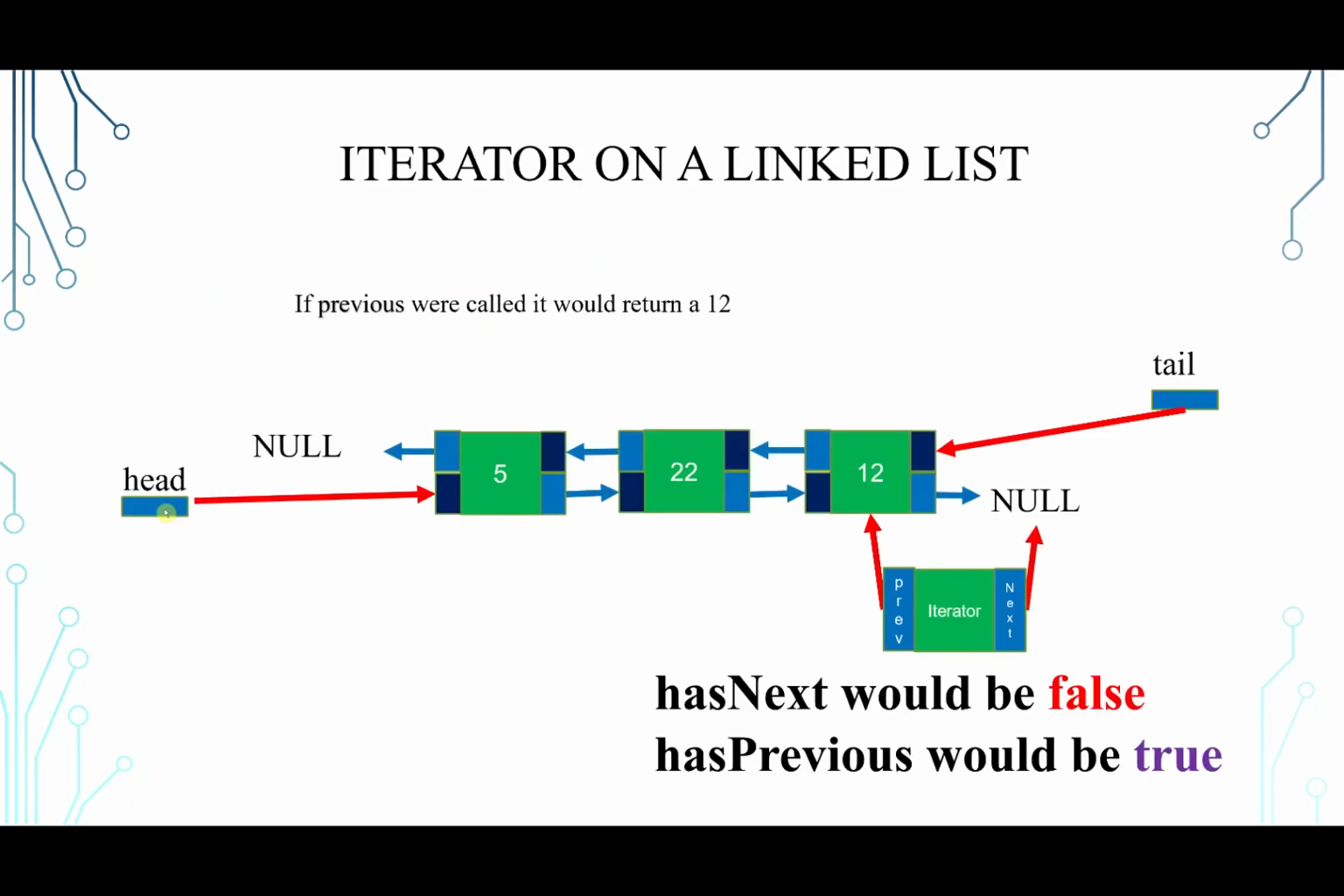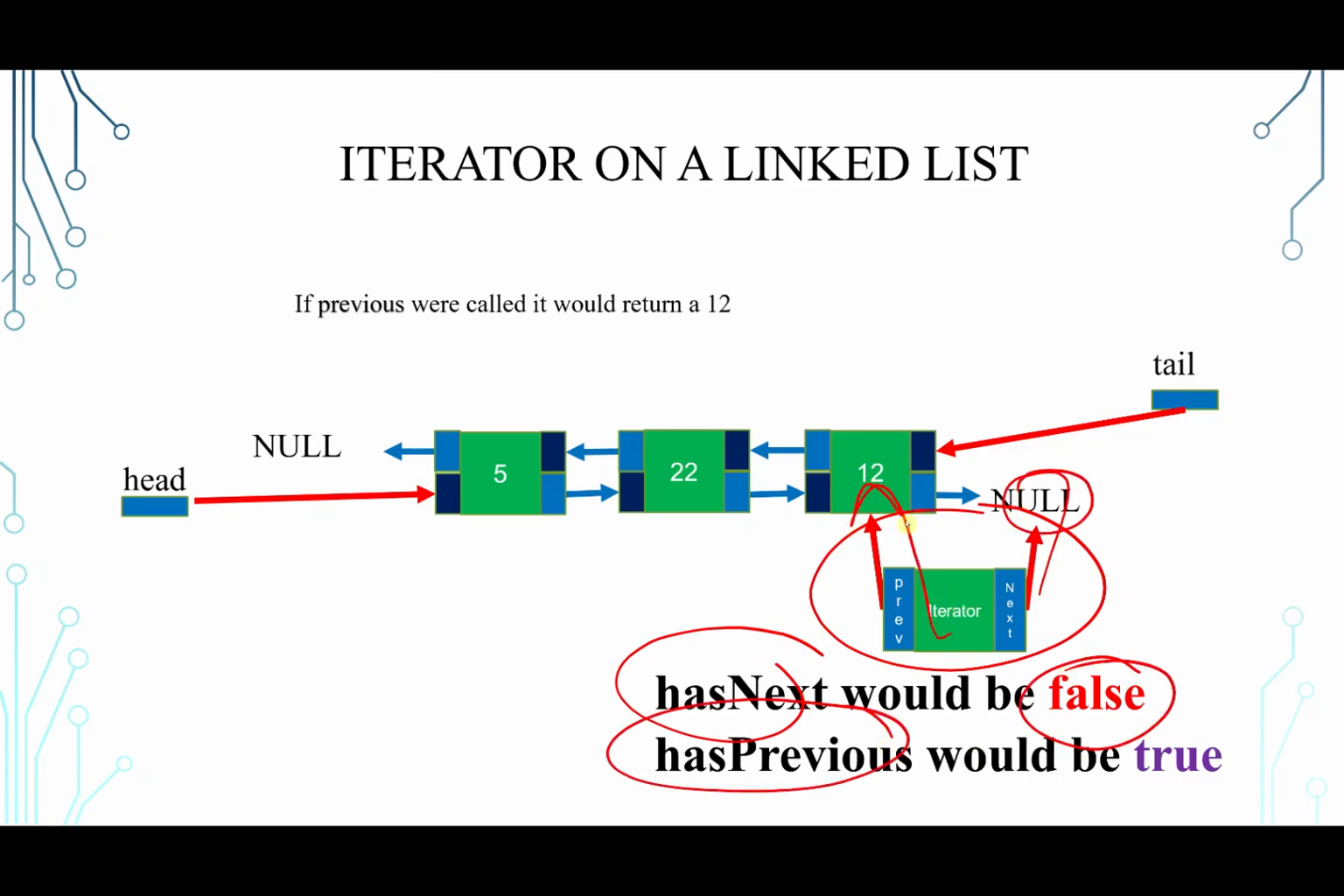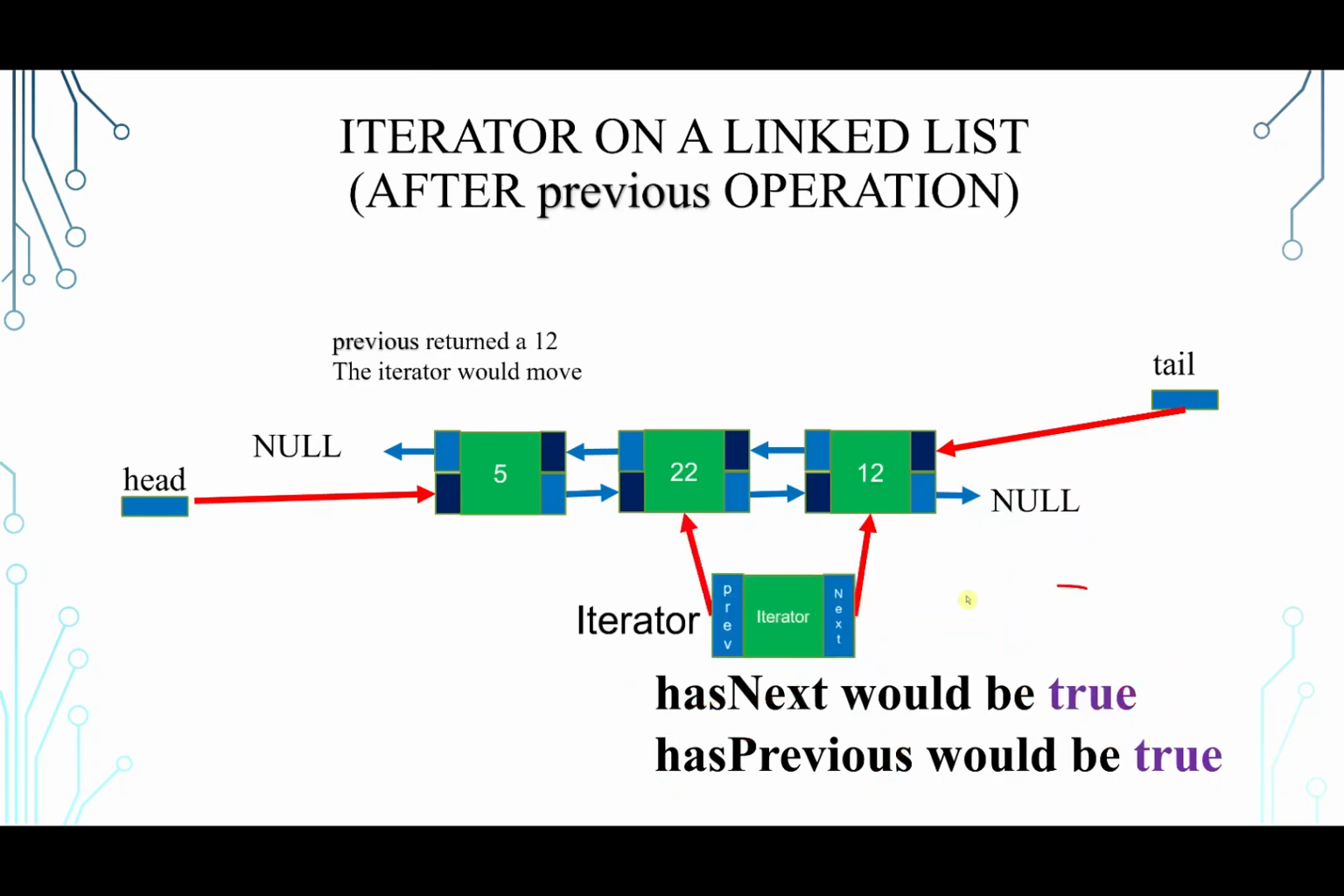So iterator in a linked list, let's see how previous works. If we're at this point and hasNext is pointing at null, it returns false. hasPrevious is pointing at the node with 12, so it returns true. If previous were called, then it would return 12. It advances the pointer in this direction.